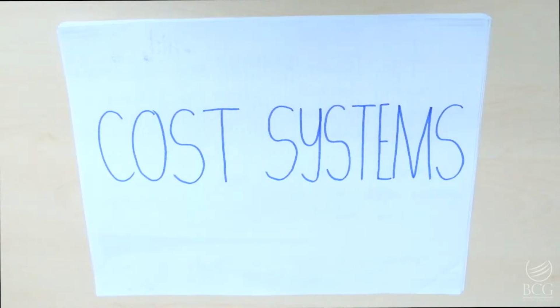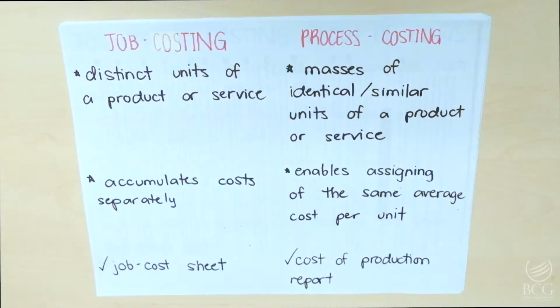Today we are going to discuss cost systems. Cost systems are used to assign costs to products or services. There are two basic types: job costing and process costing.